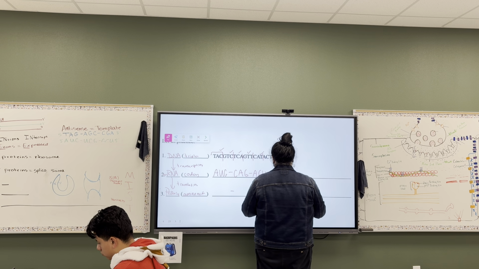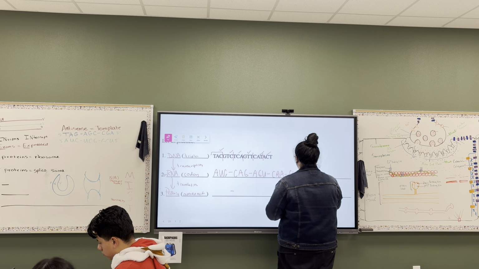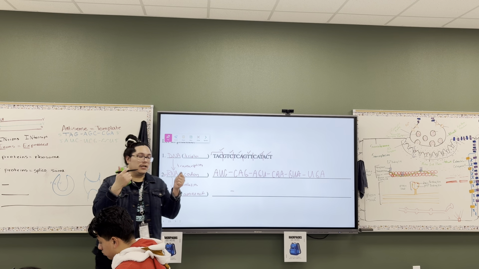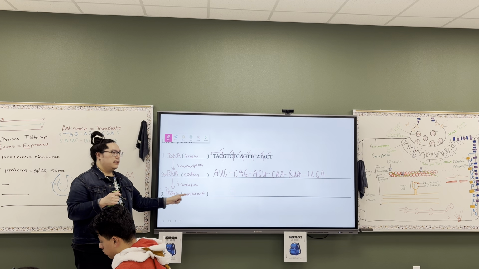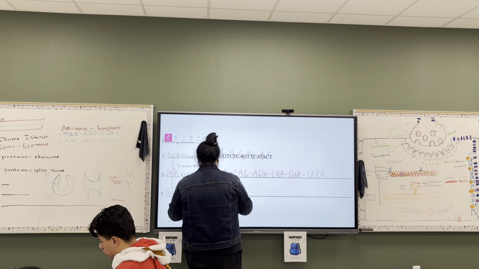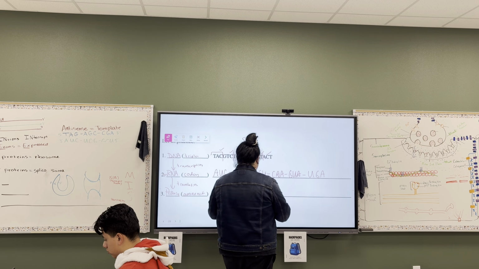The next one, Isabella? GUA. And the next one, Itzel. So then what do I do with these? I look at the codon chart and I translate them from codons to what? Amino acids. So AUG should be translated to what, Savannah? Met. And CAG should be translated to what, Emily?